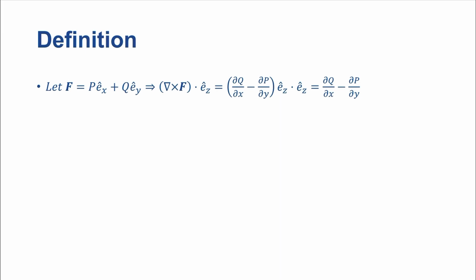Now, if you have a vector field F that is modeled by both some function of Q and some function of R, so if we have Q and R, well, then that means we will have a two-dimensional vector field. So we can model that in basis vector form. We say that F is equal to P times the x basis vector plus Q times the y basis vector.